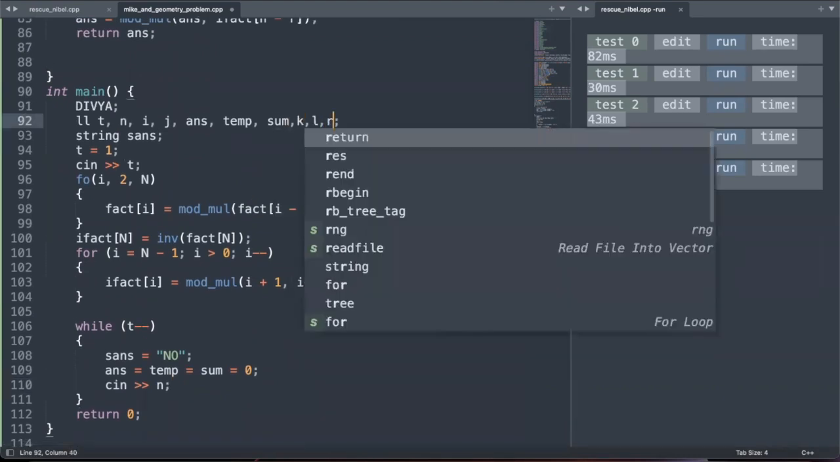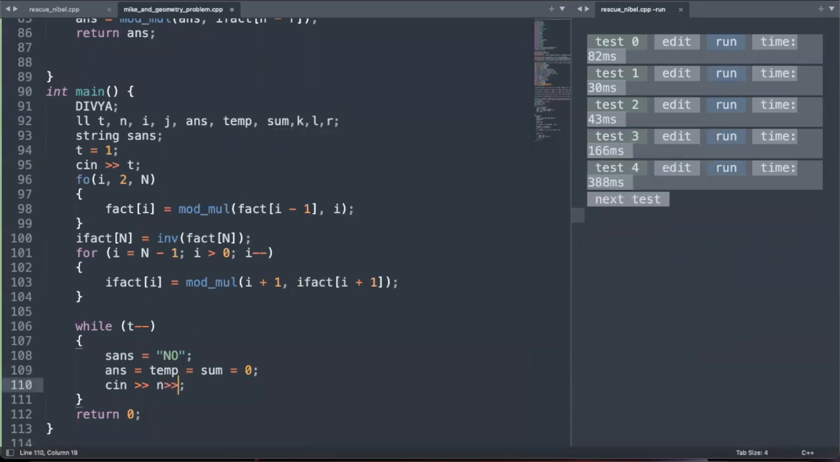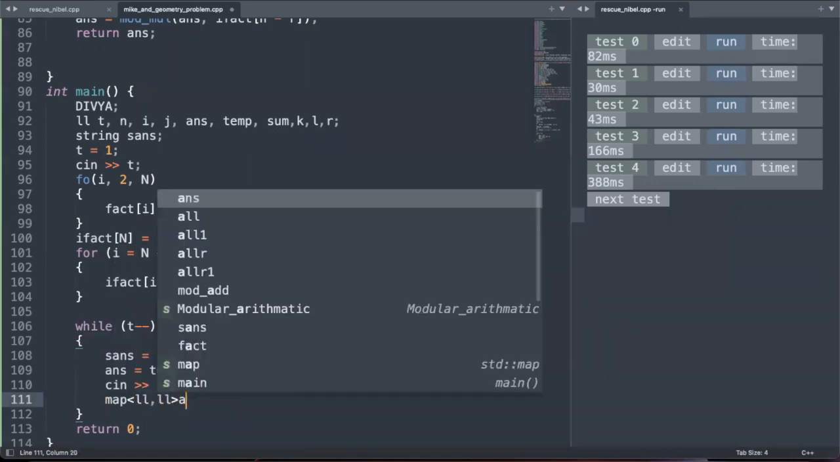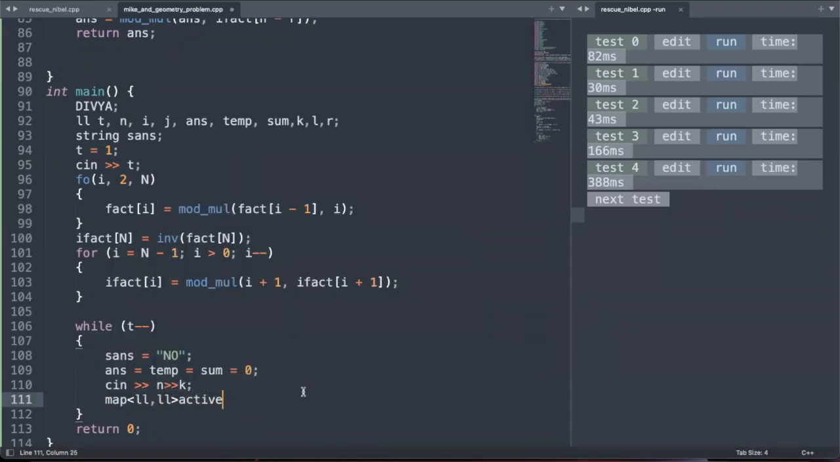So we have K, L, and R. So this time I'll use a map. What I'll do is I'll keep this map and let's say I call this map active. So active of I will basically denote the number of segments which are active. That means the number of segments which are turned on at the position x equals I. Okay. So this has the definition that you expect.